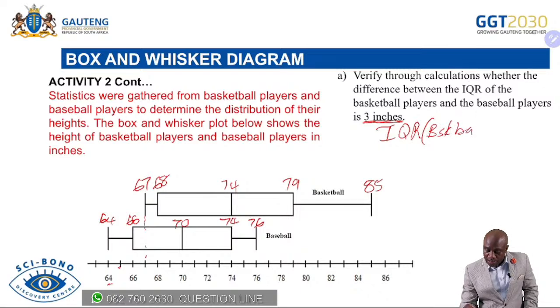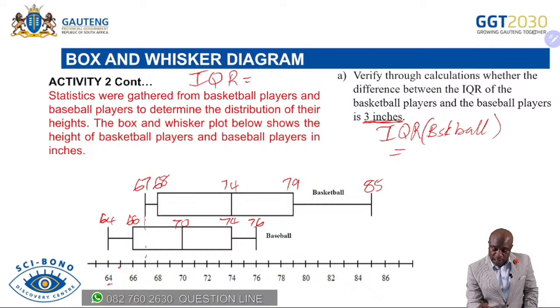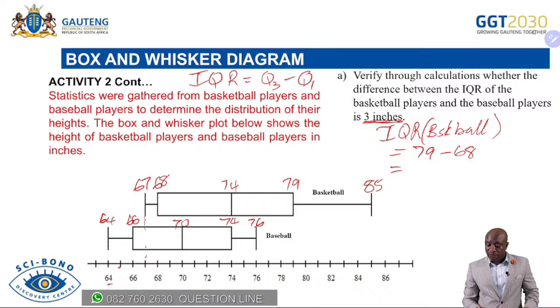So these are basketball players, and it's 85, the maximum, and we are looking for Q3. Remember your IQR, it's good to write the formula. It's Q3 minus Q1. What's your Q3 there? 79 minus your 68. And what does that give you? It will give you 11. So that means the IQR for basketball players is 11 inches.